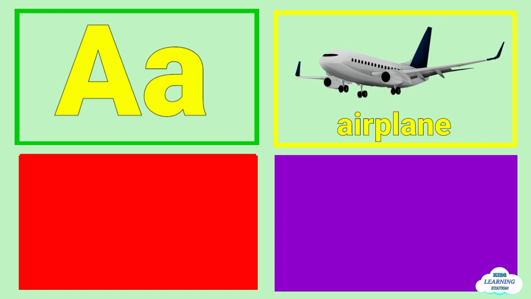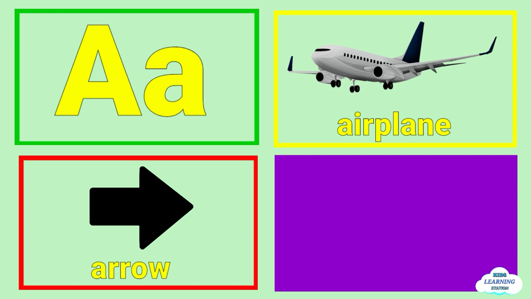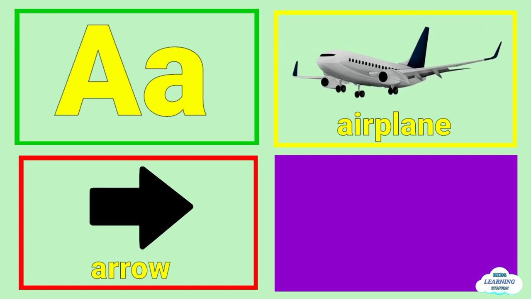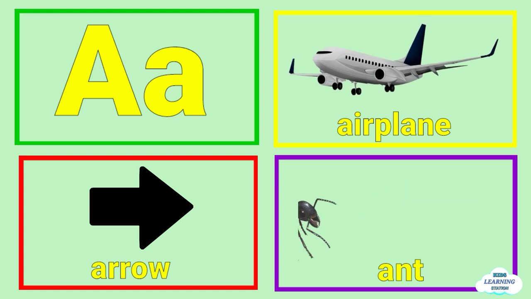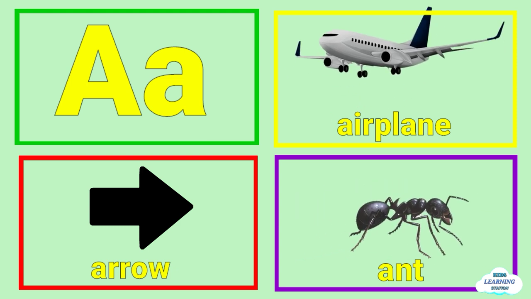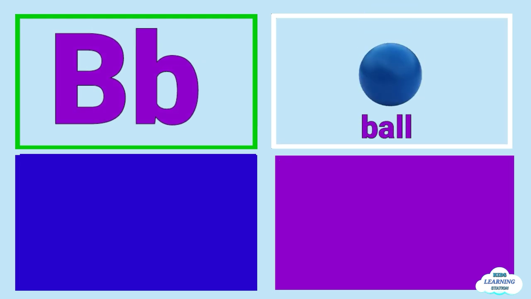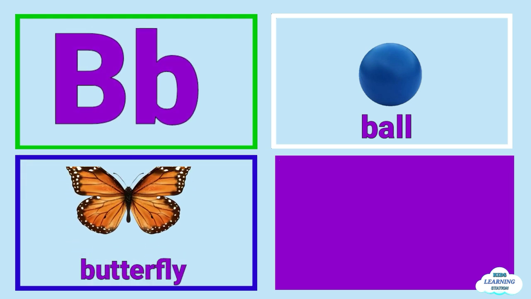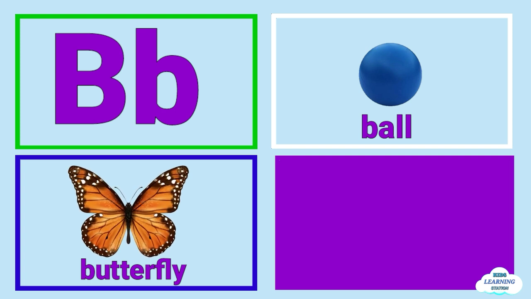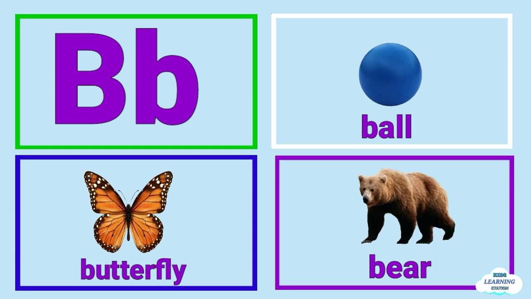Airplane. A is for arrow. Arrow. A is for ant. Ant. B is for ball. Ball. B is for butterfly. Butterfly. B is for bear. Bear.